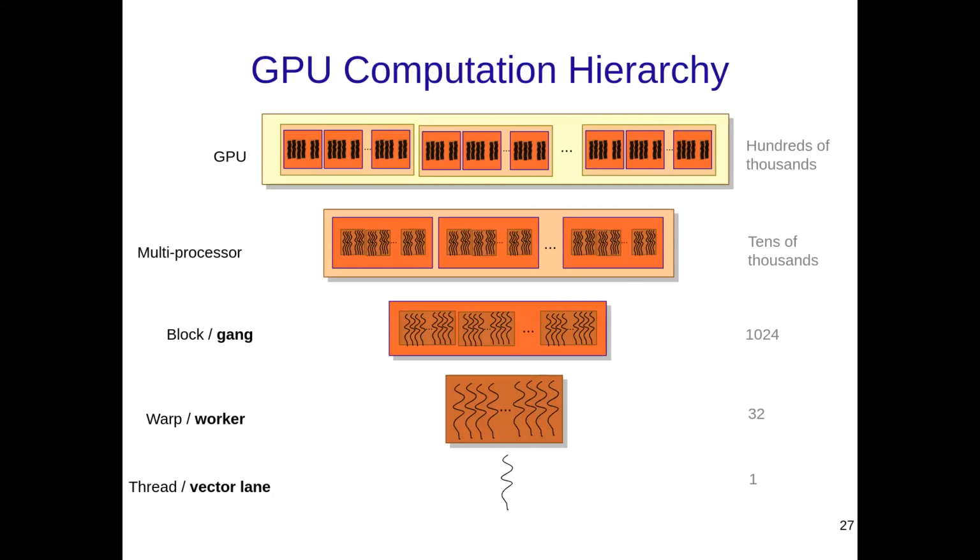Himanshu is asking, do all threads in a gang execute the same instruction? No. All threads in the gang can execute different instructions. In fact, different warps can execute different instructions at the same time. It applies only to the warp as far as the same instruction execution goes.